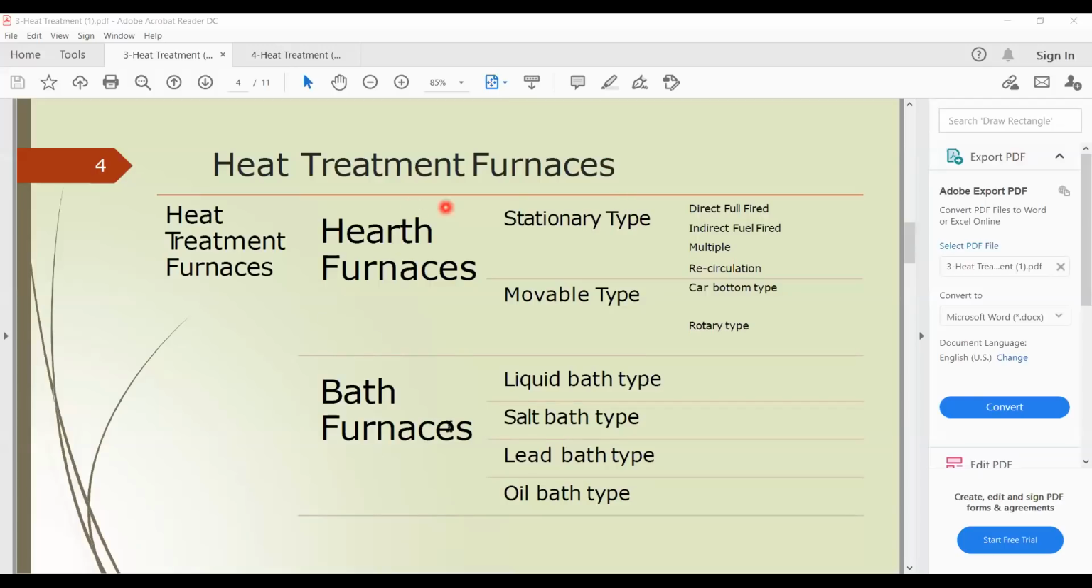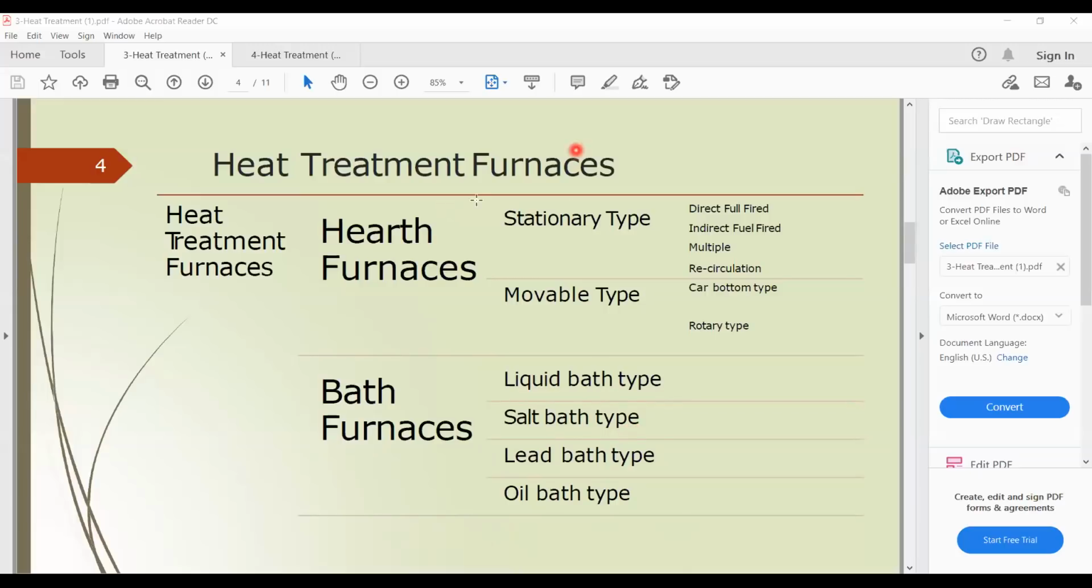So it can be of different types. Liquid bath type, salt bath type. These are the bath furnaces. That means inside the furnace, if you are using oil, that is called an oil bath furnace. Or if you are using molten salt, then it can be the salt bath type.